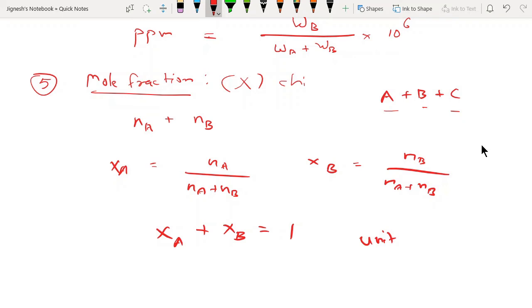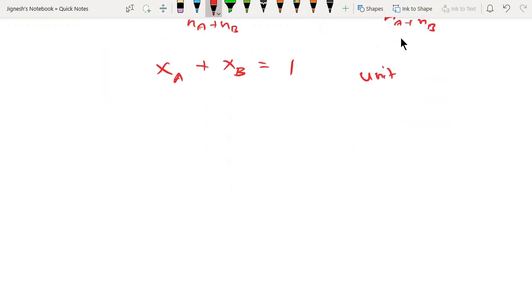And this is related to vapor pressure with a concentration of solution, and quite useful in describing the solutions, and calculations involving some kind of gaseous mixtures. So guys, this is the 5th one. Okay, now let's go for the 6th one, which is known as molarity. So the 6th one is molarity.